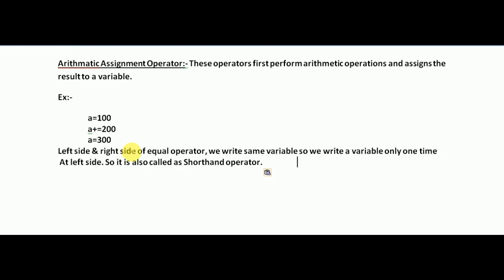So left side and right side of the equal operator, we write the same variable. So we write a variable only one time at the left side. So it is also called a shorthand operator. How will it work? a is equal to a plus 200.